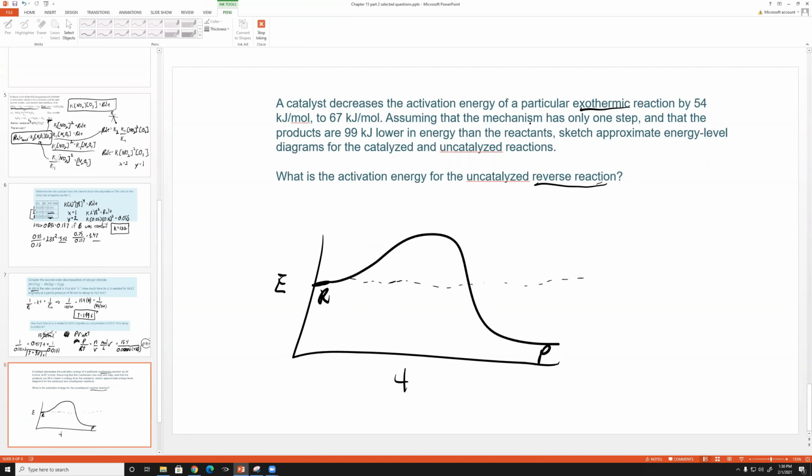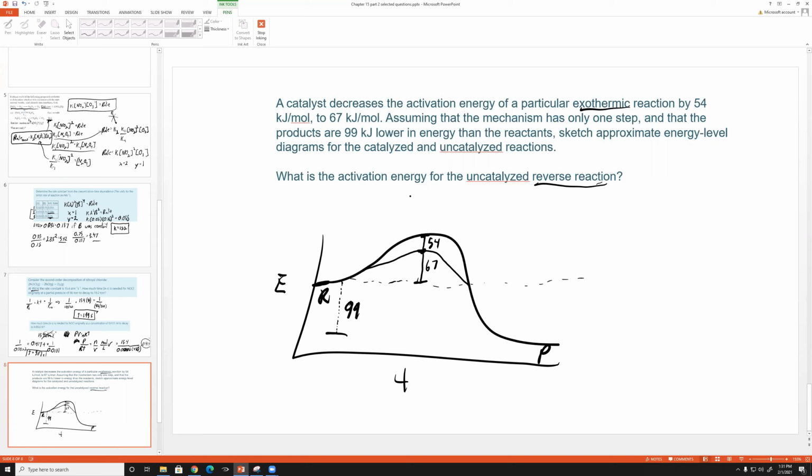All right, so it says the catalyst decreases it by 54 to 67. So we can say that with the catalyst, this is now 67. Without the catalyst, it's 67 plus 54. So we can say this distance is 54, because what the catalyst does, it decreases it by 54 to now make it 67. And also we're given the information that the products are 99 kilojoules lower than the reactants. So we can say the distance between the reactant energy and the final products is 99 kilojoules.